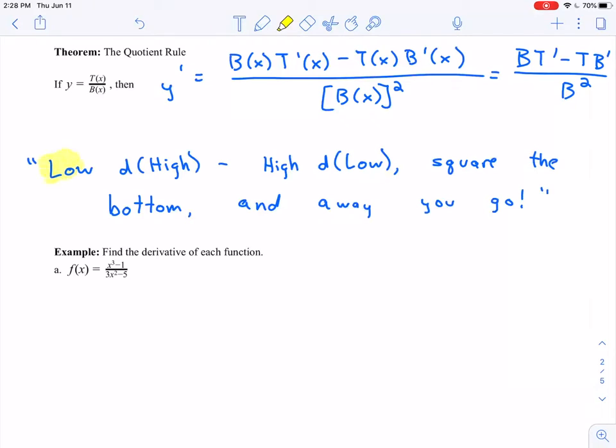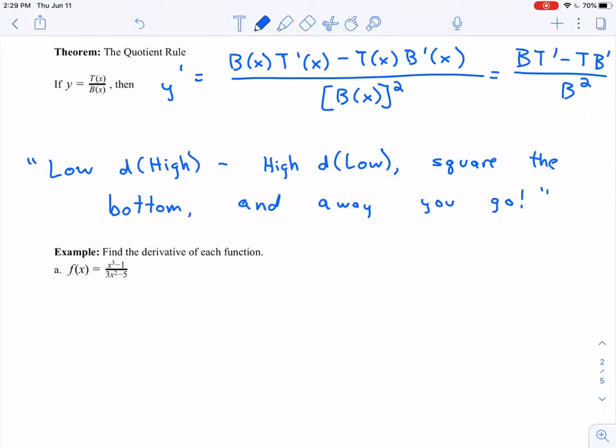So when we say low right here, low, that's the bottom part of my fraction. That's this guy right here. When I say d high, that really means the derivative of the numerator. So that's the same as the derivative of the top part of my fraction. Minus high, so that's my numerator again, that's t, the top part. D low, that's the derivative of my denominator, that's b prime. Square the bottom, well, we square the bottom, that's b squared. And away you go.